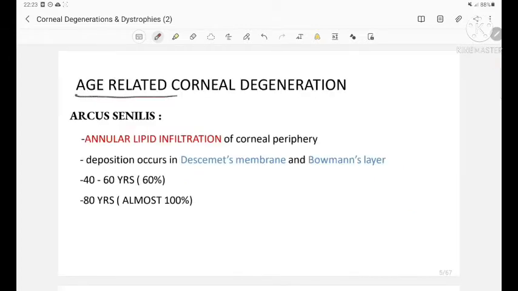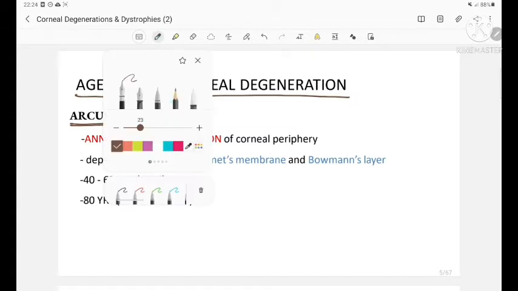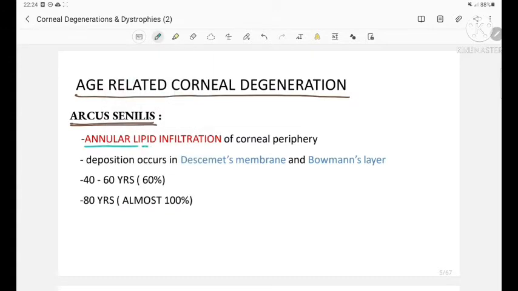First, let us see about the age related corneal degenerations, out of which the first one is arcus senilis. Arcus senilis is nothing but an annular lipid infiltration of the corneal periphery. Here the lipid infiltration occurs in the Descemet's membrane of the cornea and also in the Bowman's layer. This is seen more commonly in 40 to 60 years of age, about 60% is seen in 40 to 60 years of age, and by 80 years of age almost 100% develop arcus senilis.